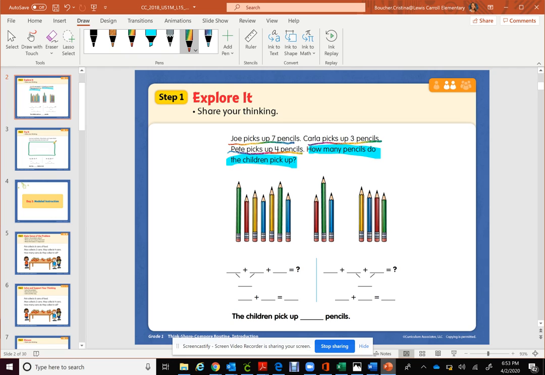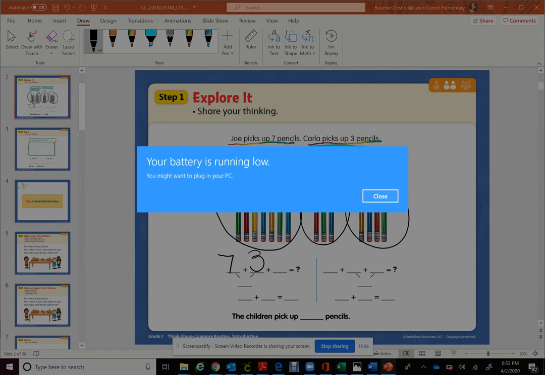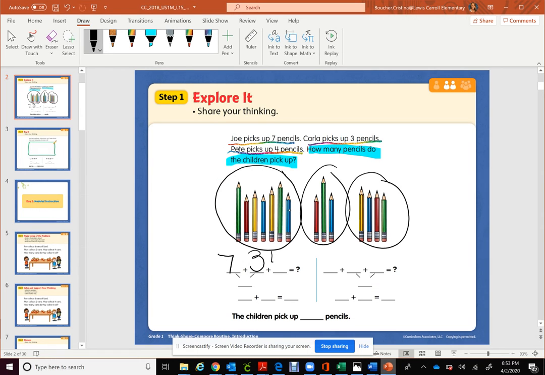So let's look at our picture model. I know that Joe picks up 7 pencils. That's why we have a picture model of 7 pencils. Our first add-in is 7. Carla picks up 3 pencils. Our second add-in is 3. And Pete picks up 4 pencils. So our third add-in is 4. Now we have 7 plus 3 plus 4.